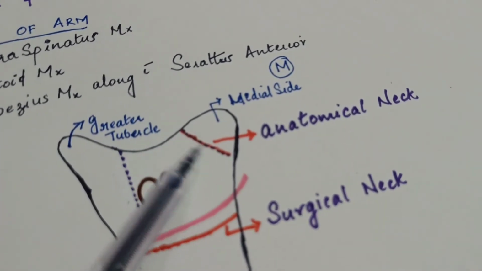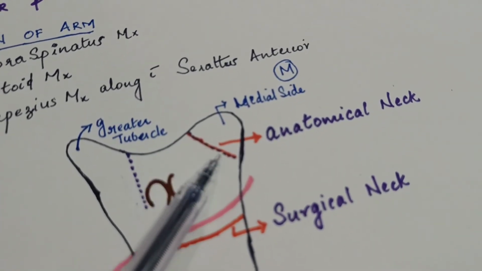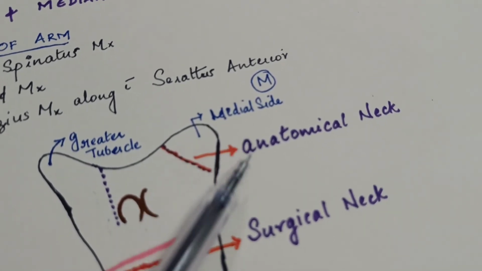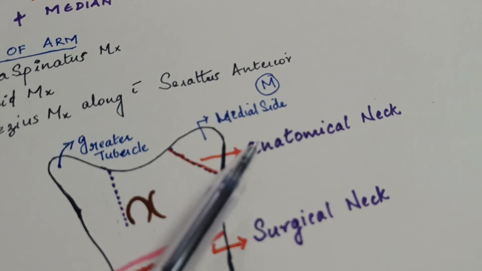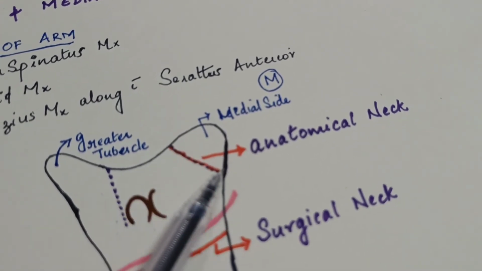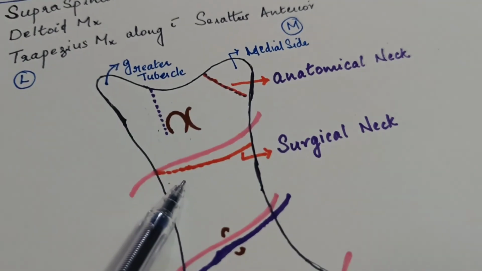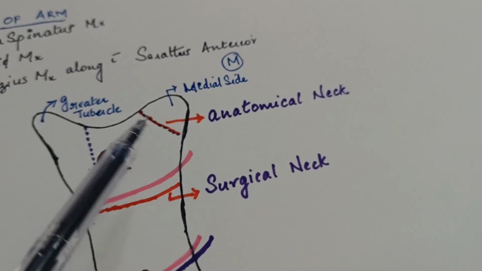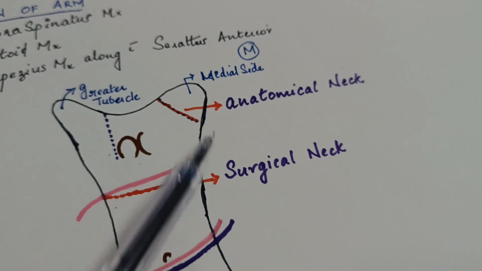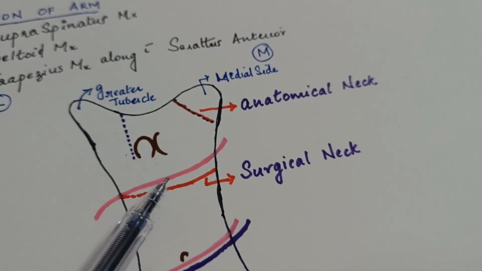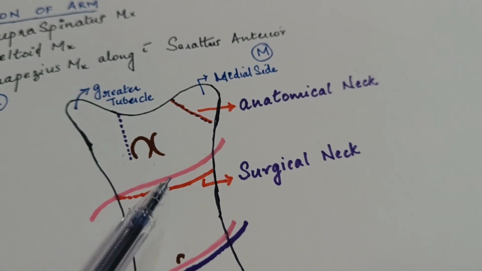And what is this? This is a line called the anatomical neck of humerus bone, and we have two necks, anatomical neck and surgical neck. This medial side is the anatomical neck, and here this red line is the surgical neck. So anatomical neck is in the medial side, and in the shaft area in the upper three-quarters side, this area is the surgical neck.